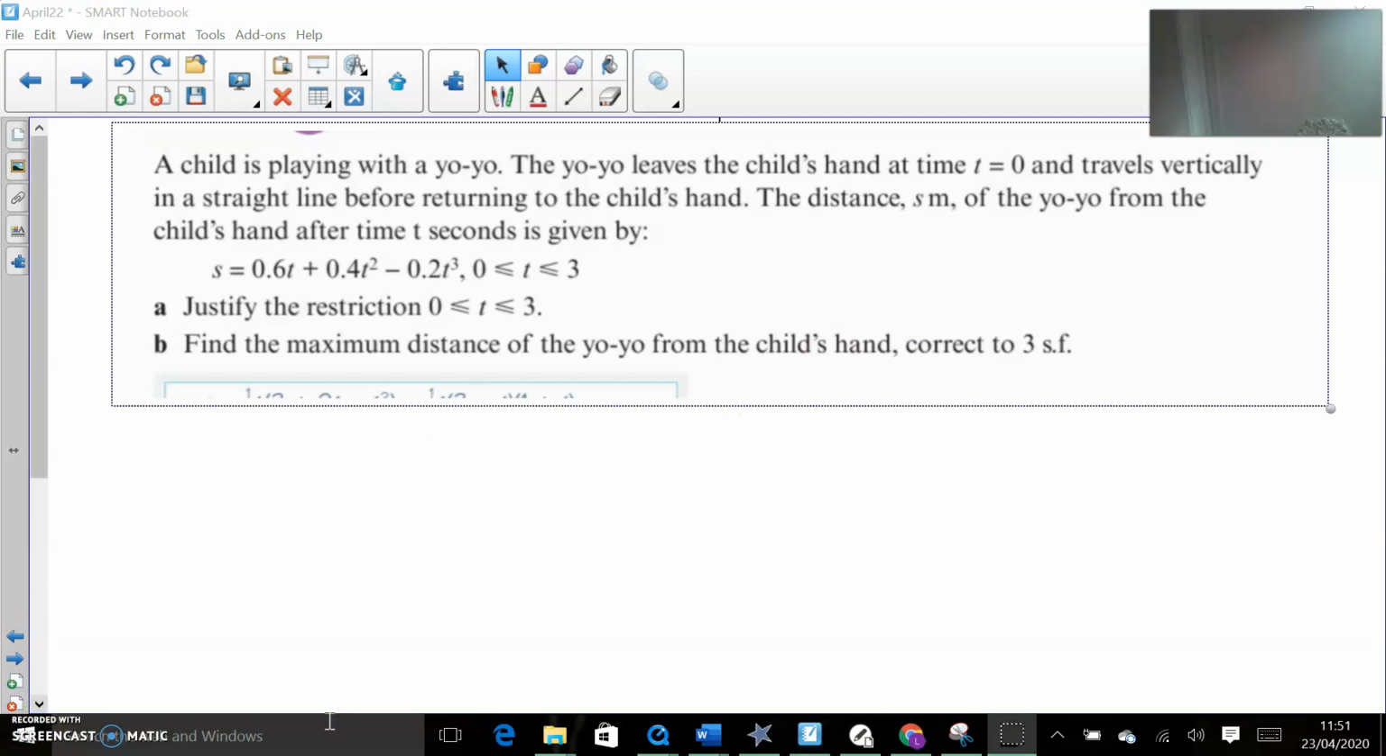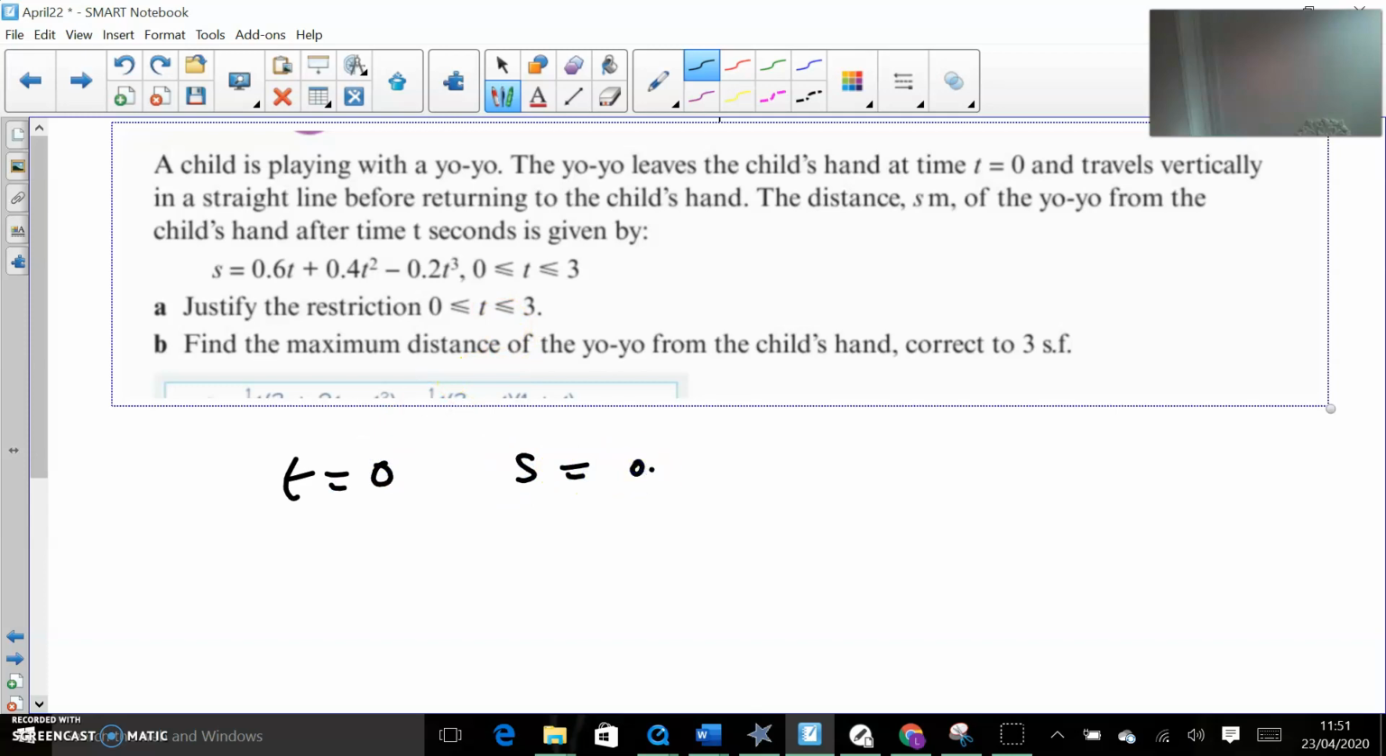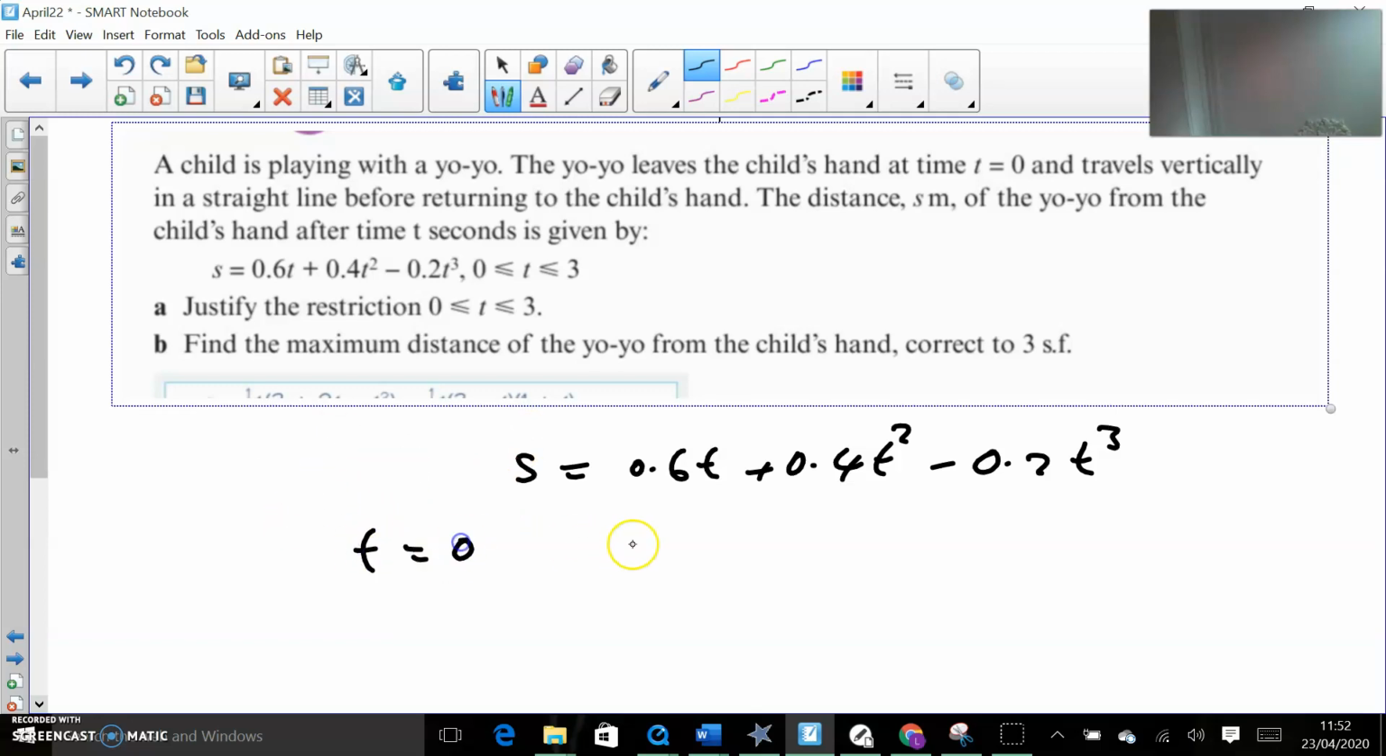Now part A says justify the restriction for t to be between 0 and 3. Well, let's have a look. What happens if t is 0? s is 0.6t plus 0.4t squared minus 0.2t cubed, but if t is 0, s is 0. Let's put that here: t is 0, s is 0.